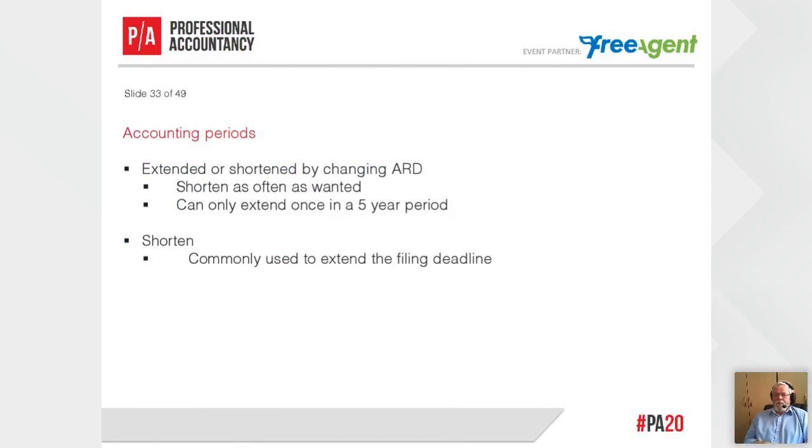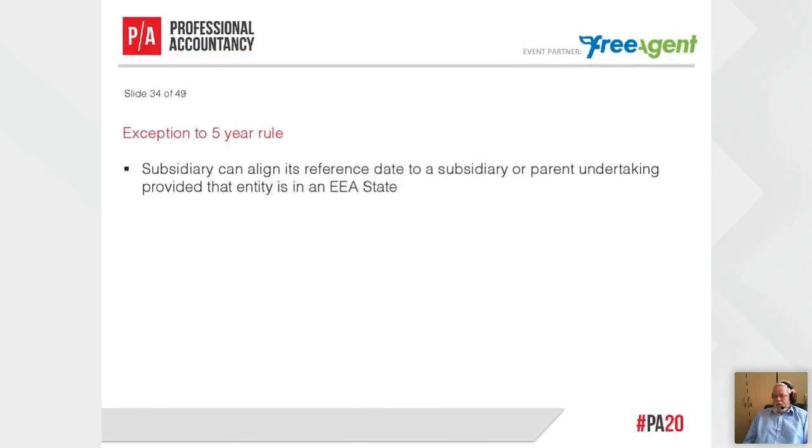So accounting periods are either extended or shortened, and you do that by changing the accounting reference date. And the Act allows you to shorten it as often as you want, but you can only extend once in a 5-year period with an exemption that is available. So shortening it is a method that is commonly used to extend the filing deadline. Now, I appreciate that some accountants are perhaps not aware of that, but I'm not going to go through that in detail because that's not part of this webinar content.